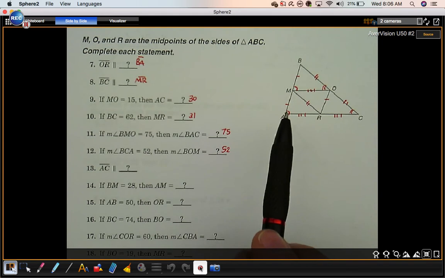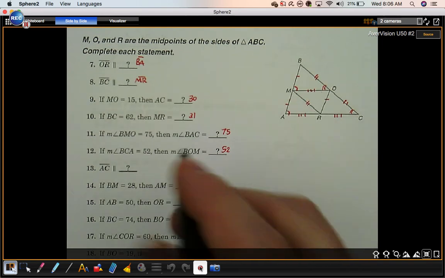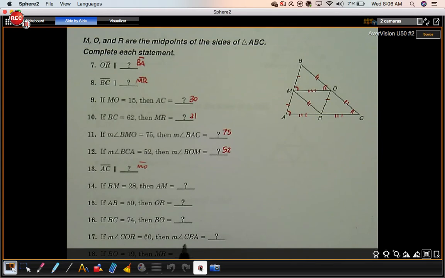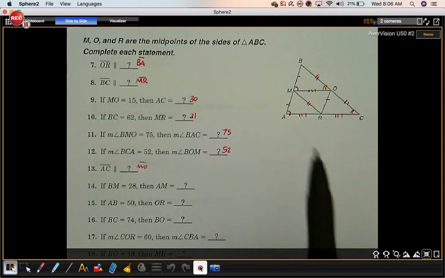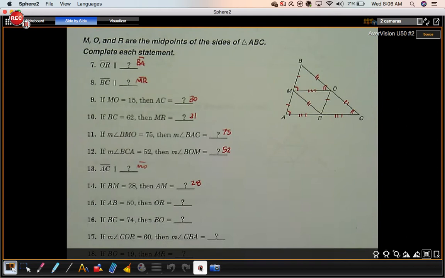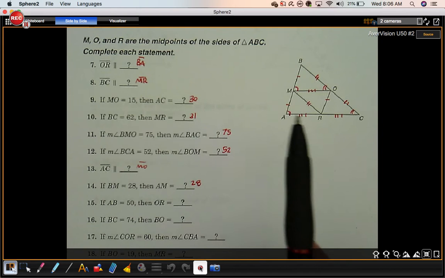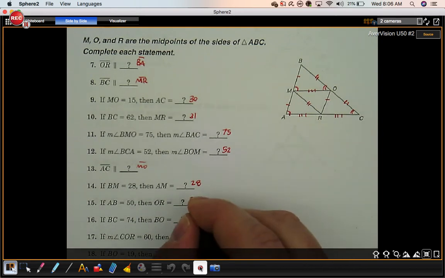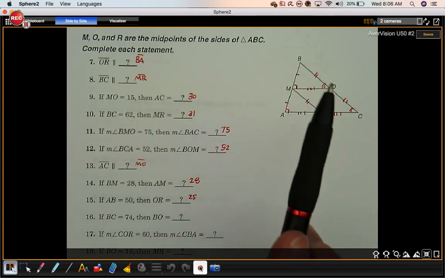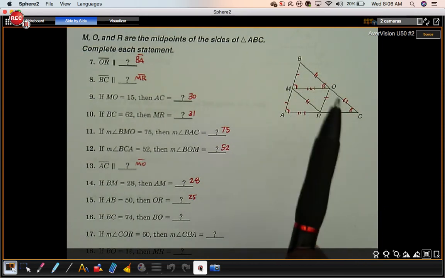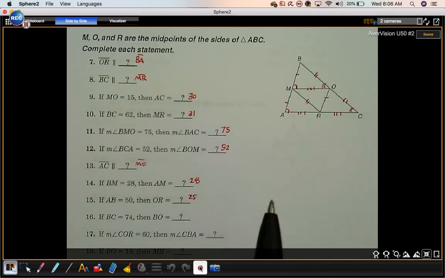Segment AC is parallel to segment MO. B to M is 28. This has one slash mark on it. How far is it from A to M? It'll also be 28. If A to B is 50, O to R is 25. B to C, 74. B to O would be half of that. So half of 74 is 37.